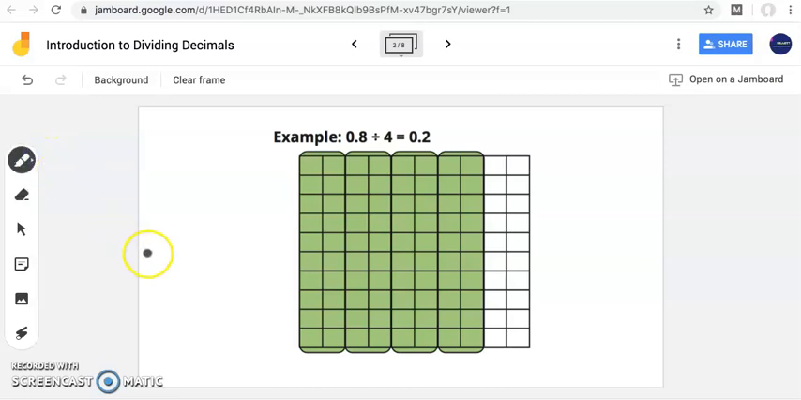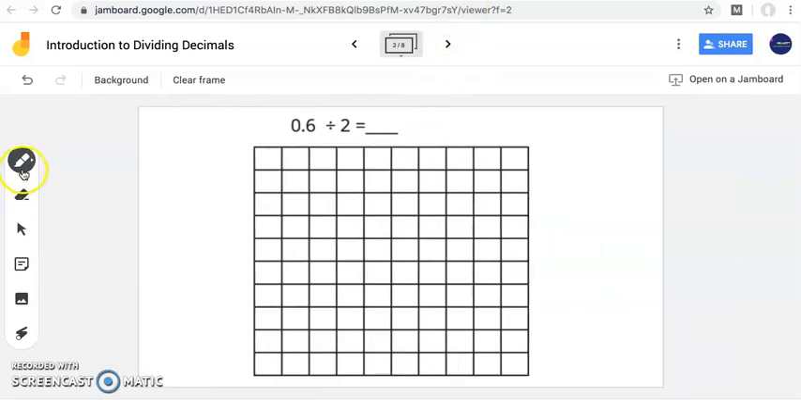The first thing we did was shade in 8/10 because that's what was given to us as our whole that we're breaking into 4 pieces. Now notice the 8/10 is shaded in green. Then you see that there's a rectangle around 2/10 here, another 2/10 here, another 2/10 here, and another 2/10 here. That's breaking the entire 8/10 into 4 equal pieces. And each piece has 2/10. Therefore, my answer to this problem is 2/10.